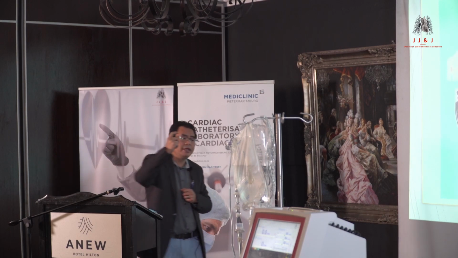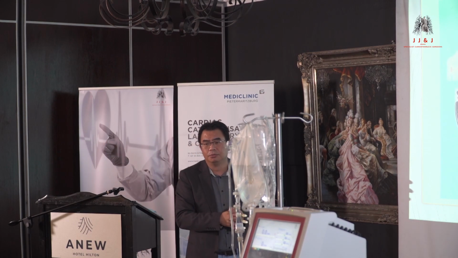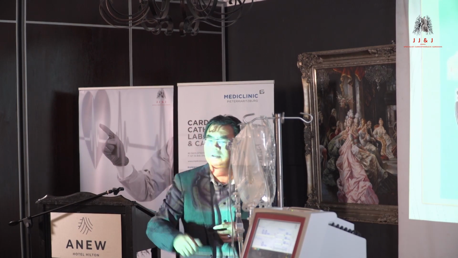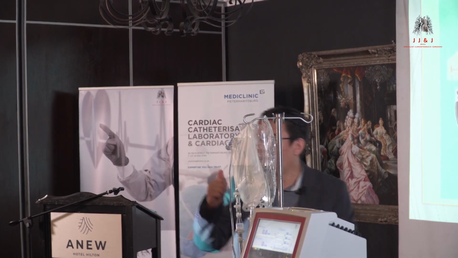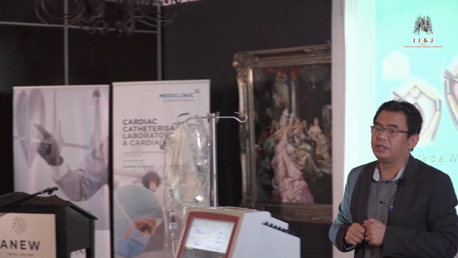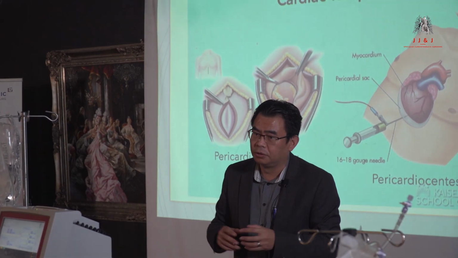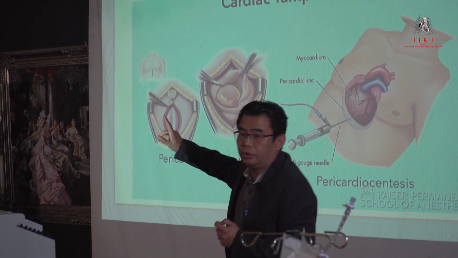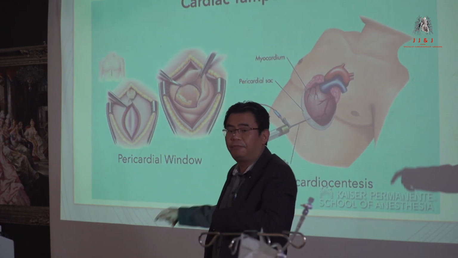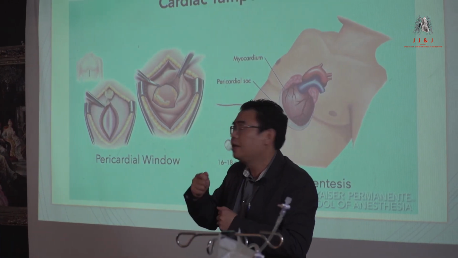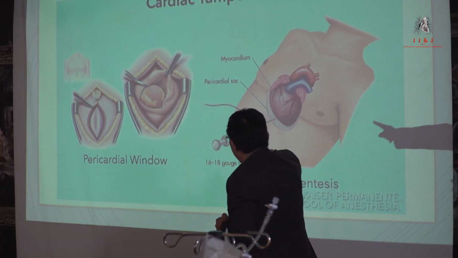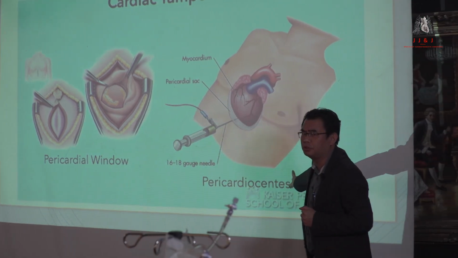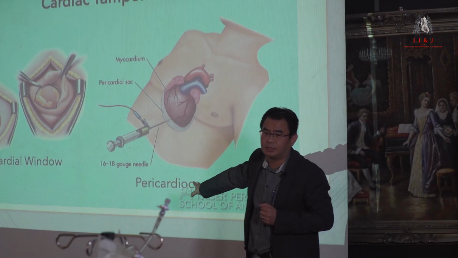Now, in that scenario, what do you do? You turn the RAVE down, you call the team. That's why a prompt response with the team is absolutely crucial, because you need a surgeon. What do you do? You either do a Zephyr pericardial window, or first, you can attempt what we call pericardiocentesis, right?